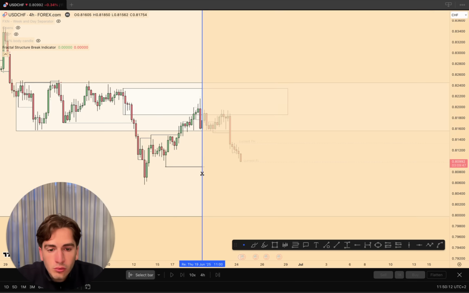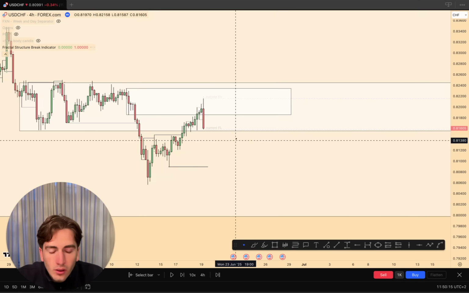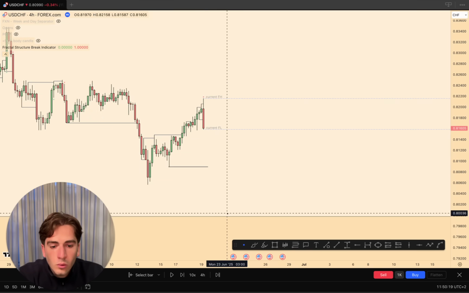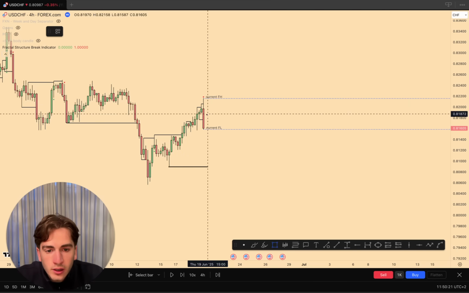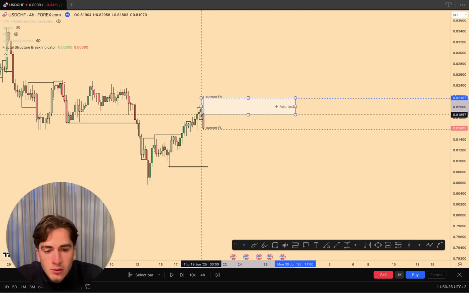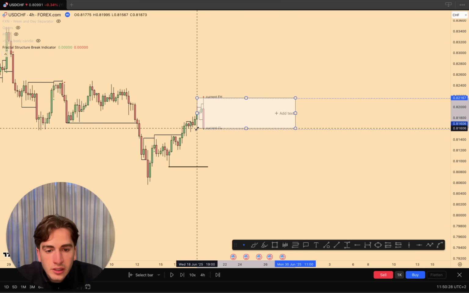If we press the replay tool again, look at this, some real nice price action here, where you get the current fractal high, current fractal low. This becomes then your supply zone. This is your buy up for the sell down. You could also refine it to this, or you just take the entire thing.